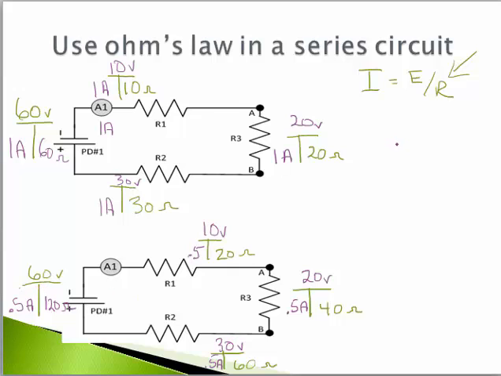The difference between these two circuits is that here I had 1 amp equals 60 volts divided by 60 ohms, which gave me that 1 amp. Here, when I had the same voltage, 60 volts, but I doubled the amount of resistance in that circuit, I now ended up with half the amperage. So you can see that Ohm's law works and that the current is directly proportional to the voltage divided by the resistance.